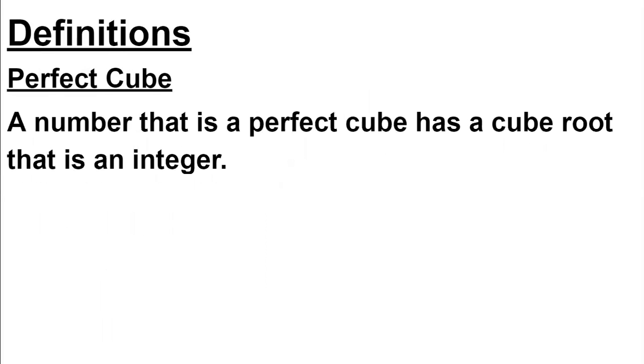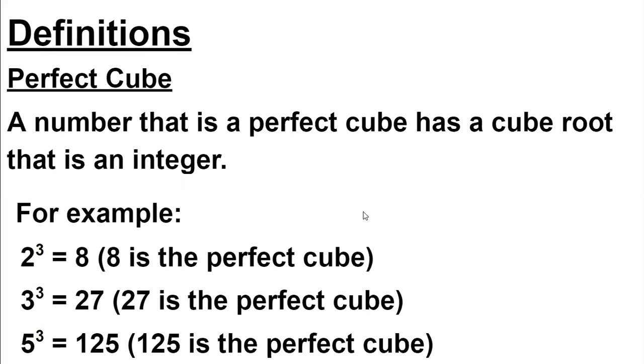What is a perfect cube? It's the same thing as when we did perfect squares. So a number that is a perfect cube has a cube root that is an integer, a whole number on the number line. So for example, 2 to the third power, or 2 cubed, is equal to 8. 8 is a perfect cube. 3 cubed is equal to 27. So 27 is a perfect cube. 5 to the third is equal to 125. So 125 is a perfect cube.